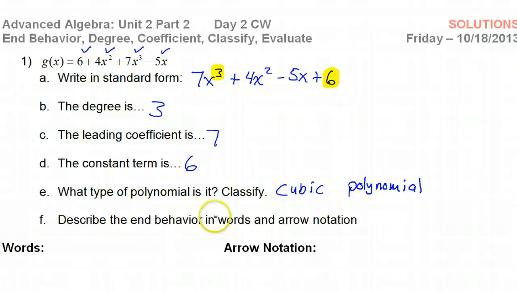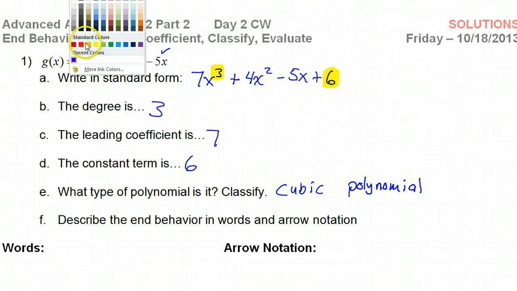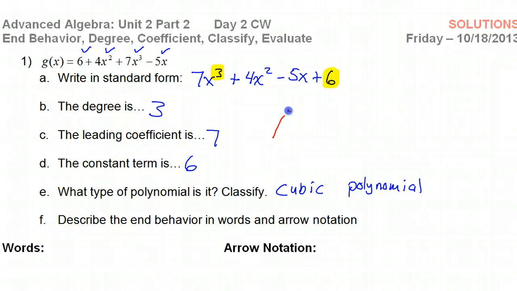Describe the end behavior in words and using arrow notation. Well, because it is cubic and because the leading coefficient is positive, cubic functions have end behavior like capital N's. Alright, so if I did a quick sketch of the end behavior, this would be the sketch I would draw. This is the positive version of it, and we will go with the positive version because the leading coefficient is positive 7.